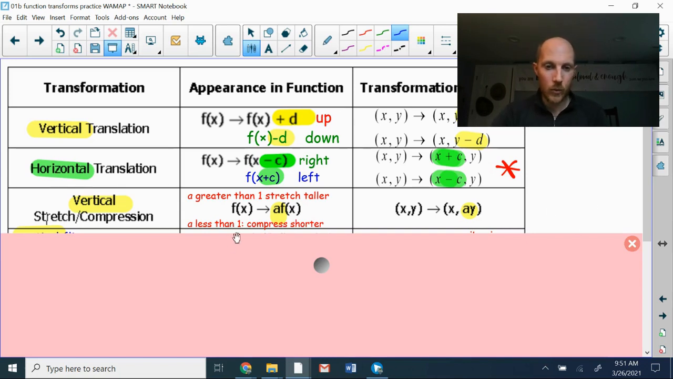We do what the function notation says onto the y coordinate. So take the old y coordinate, multiply by whatever that a number is, whether it's a big number or a number less than 1, doesn't matter. Just multiply the y coordinate by that number.